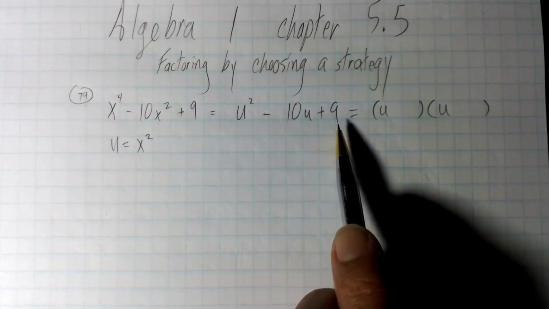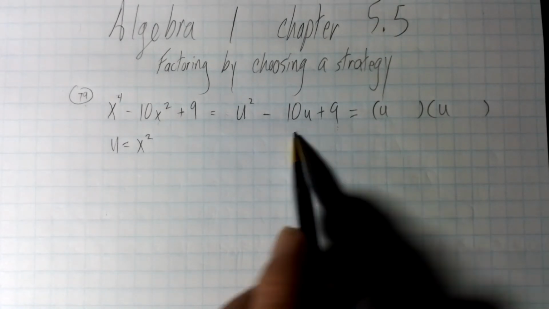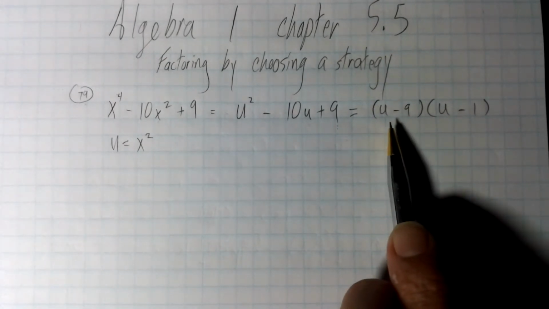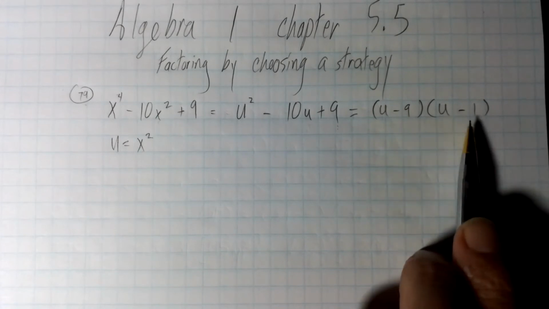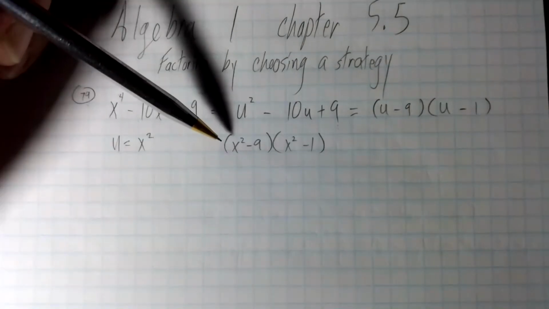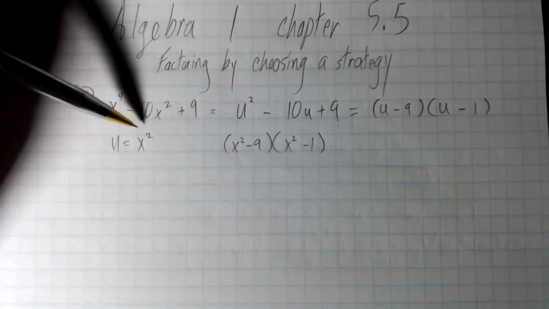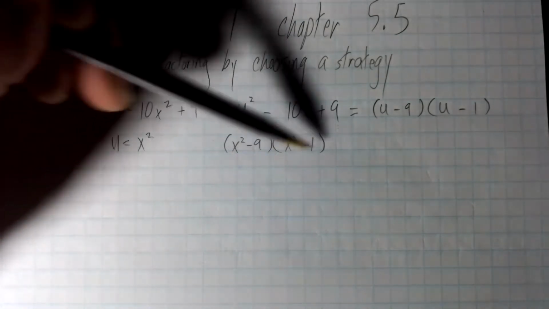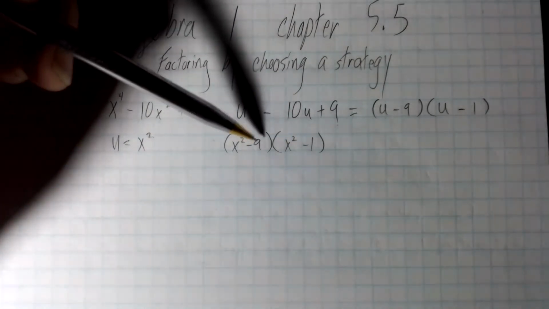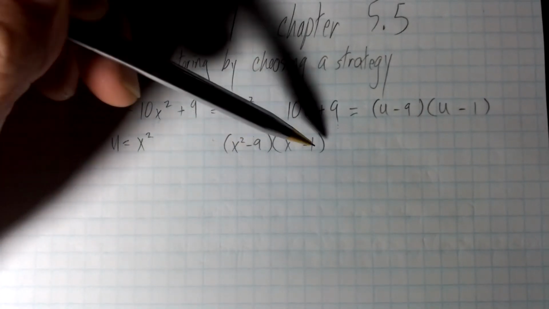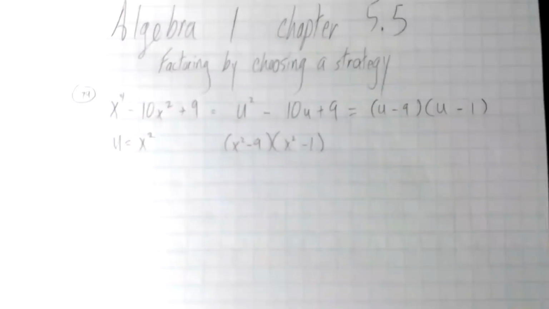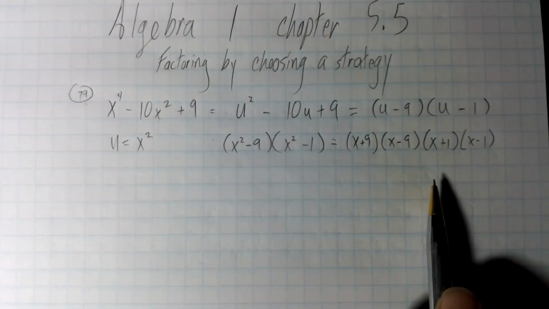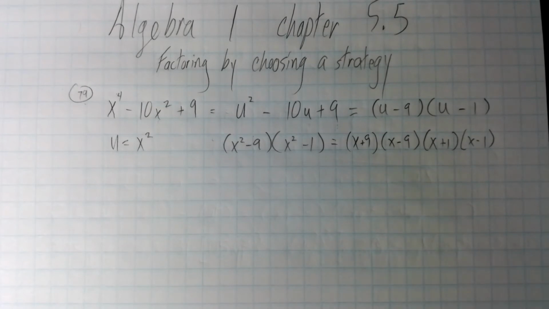So something times something has to give me a 9, when added together gives me a negative 10. And hopefully by now you should know quickly that the two numbers are going to be negative 9 and negative 1. And when I substitute my x squared back in for u, this is what I get. And here, let's take note that this is a difference of 2 squares on both sides. The 9 could be considered a 3 squared. The 1 could be considered a 1 squared. My x squared minus 9 becomes this. And here I have my final answer.